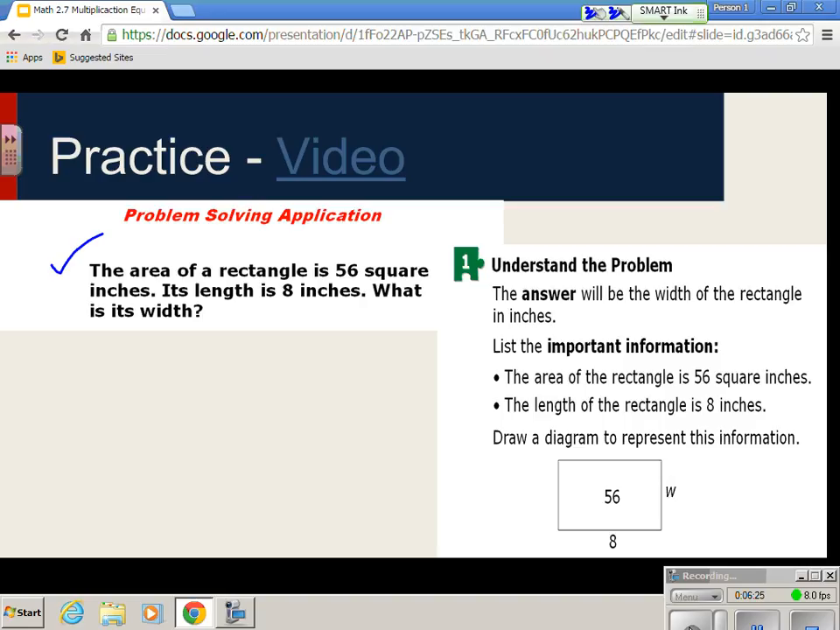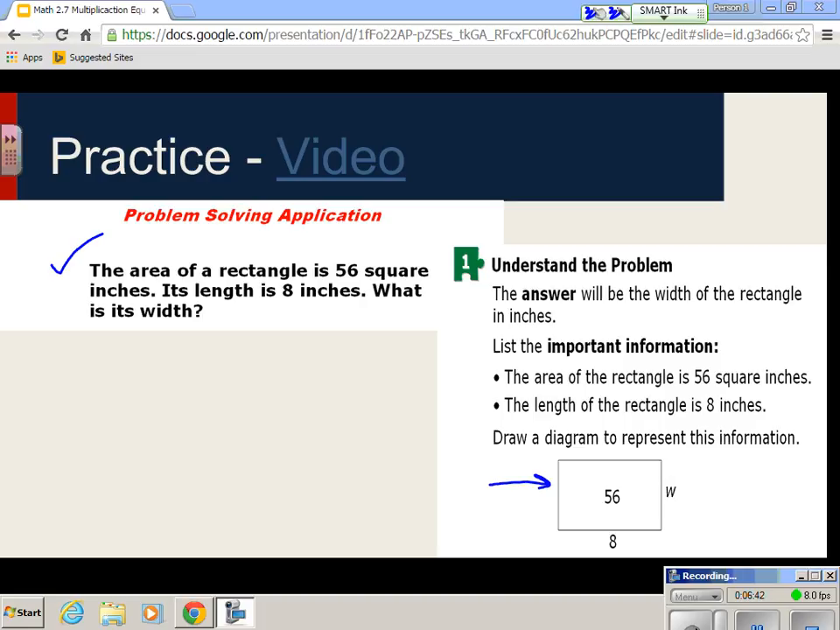What's its width? So we know if we look at our drawing over here, we have 8 and we have W. So the total is 56. Try to find out what the width is. Come back when you're done. All right, let's see how you did.